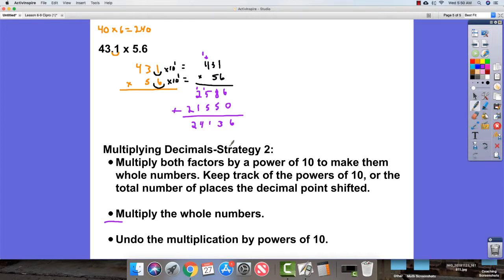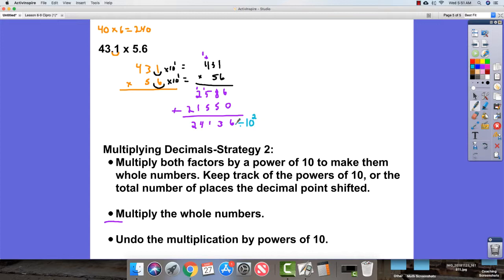So now I need to undo. I'm on my last step after I multiply, because remember, that's not really my product. I'm really multiplying 43.1 times 5.6. So I need to undo the multiplication by powers of 10. Remember, the opposite of multiplication is division. So I need to divide by 10 to the second power, because I moved it one place to the right here and one place to the right here. So I need to undo it by 10 to the second power.